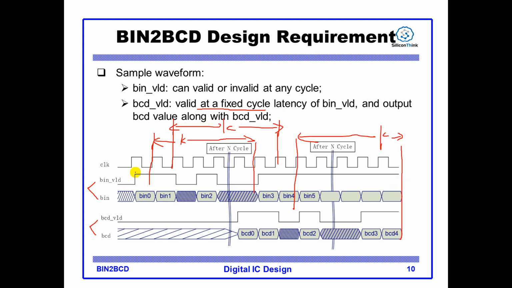And the valid signal will toggle. It can be valid or invalid at any cycle. So there may be consecutive valid, and there may be 1 wait cycle, 2 wait cycles, or 3 wait cycles. There is no restriction on the waveform of being valid. Okay, this is the problem. I think you should have understood the design requirement.